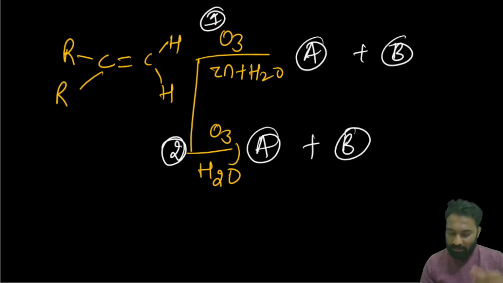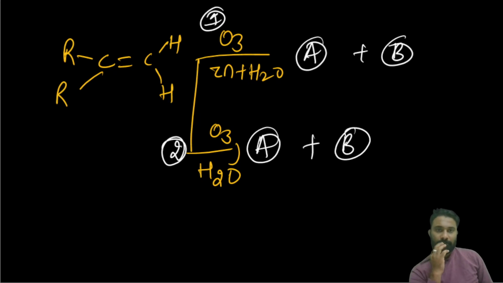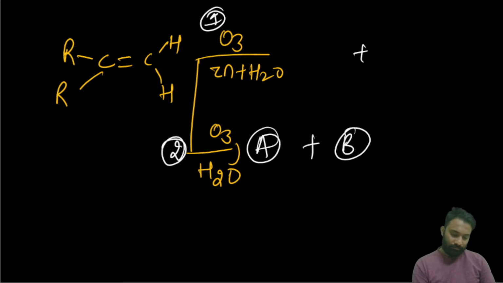In the first one, what is the A and B? In the second one, what is the A and B? RC double bond O R and formaldehyde. Okay. In the second one, one will be the RC double bond O R and one will be the formaldehyde.